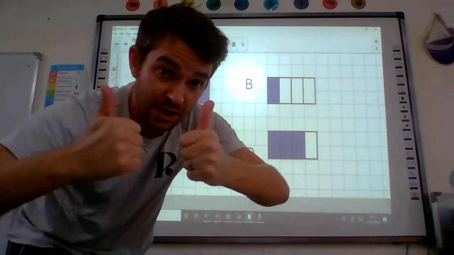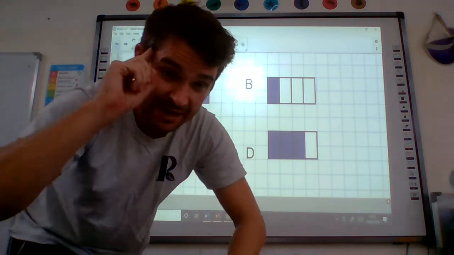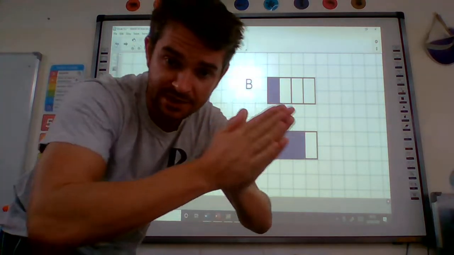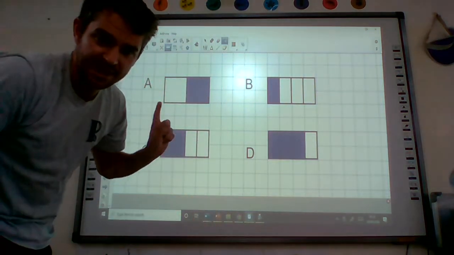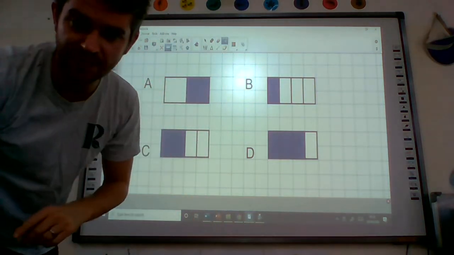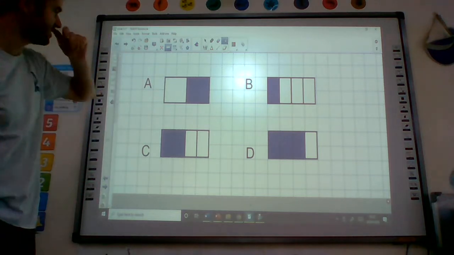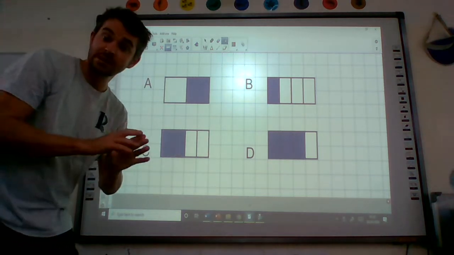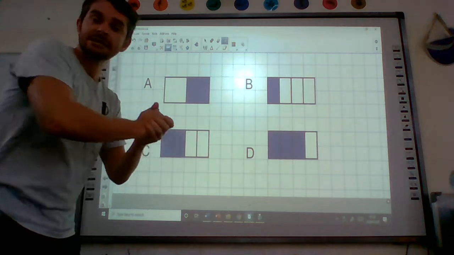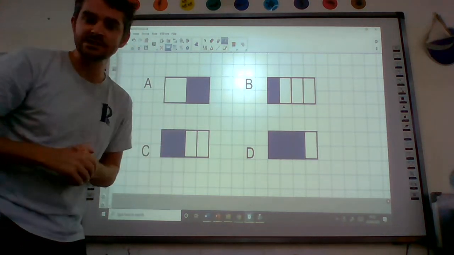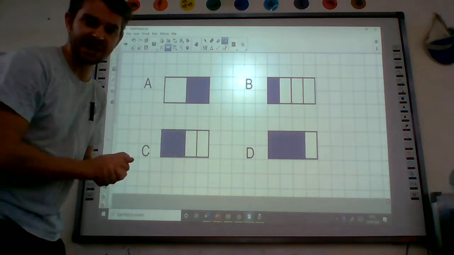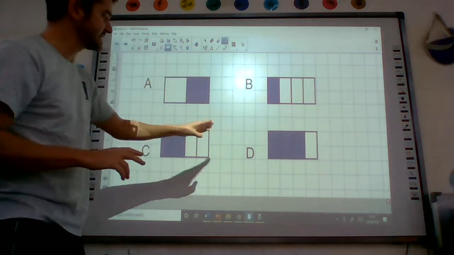Excellent job with finding quarter yesterday. A little bit of a recap for you then. Get your maths book open, get your pencil ready. I'd like you to write down the name of each of these fractions. You could do it in words, or you can do it as a number, or you can do it as both. Pause the video and write the name of A, B, C and D.